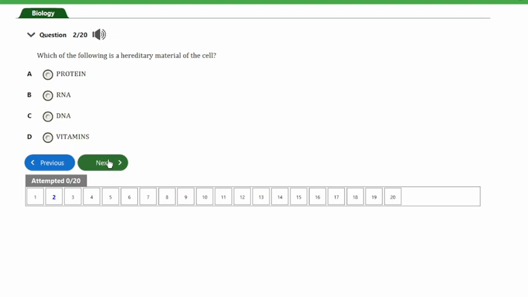Question number 2 says, which of the following is a hereditary material of the cell? A. Protein, B. RNA, C. DNA, D. Vitamins. The answer is option C, and that's DNA. When you talk about hereditary, the DNA is where the materials for inheritance in humans and almost all other organisms can be found. So let's look at the next question, question number 3.